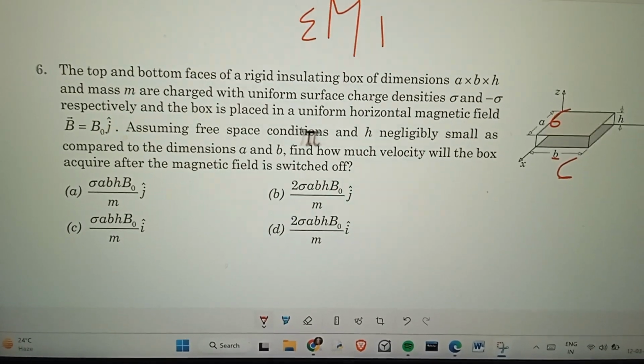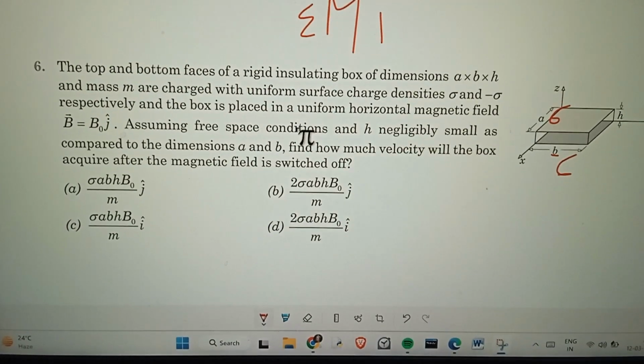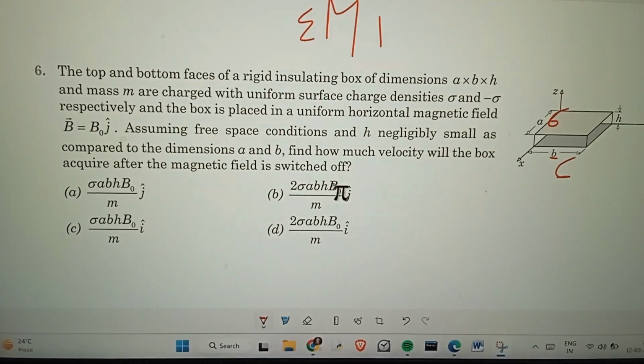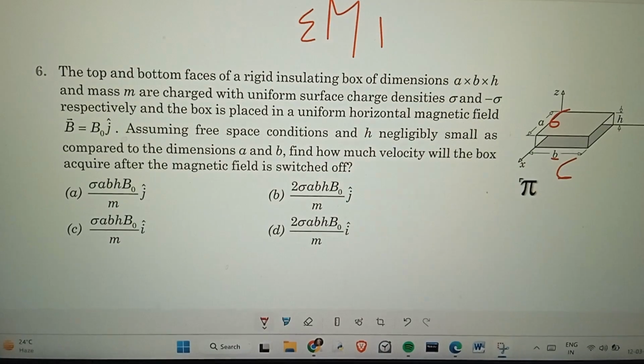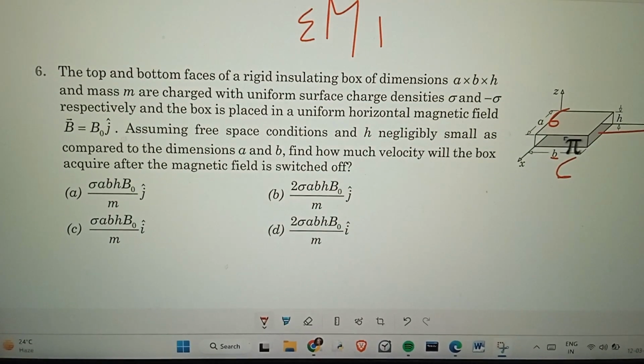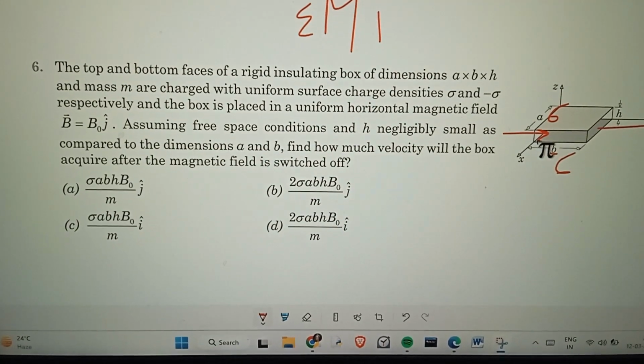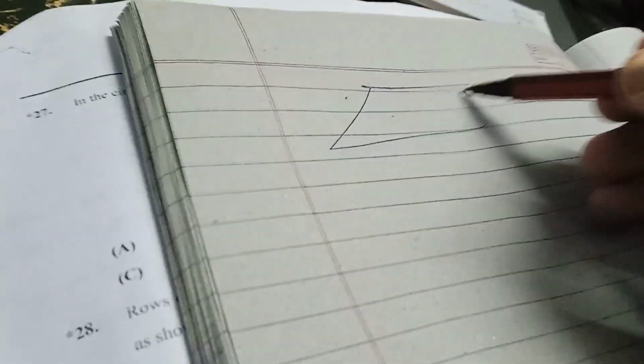The box is placed in a uniform horizontal magnetic field, B is B naught J cap. How much velocity will the box acquire if the magnetic field is suddenly switched off? So the magnetic field is something like this. So let's start with our problem. This is the situation.